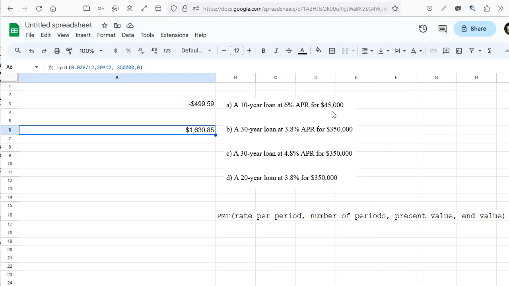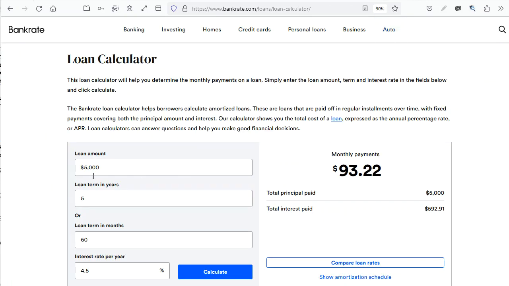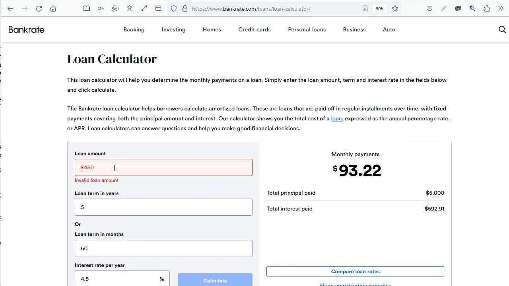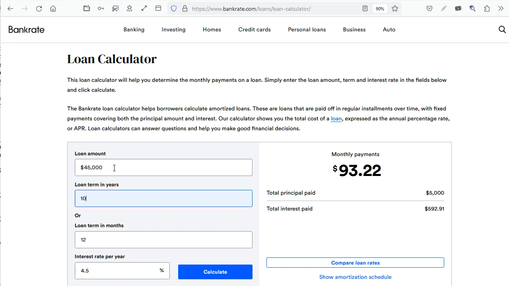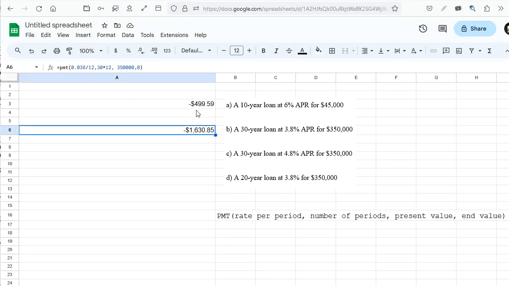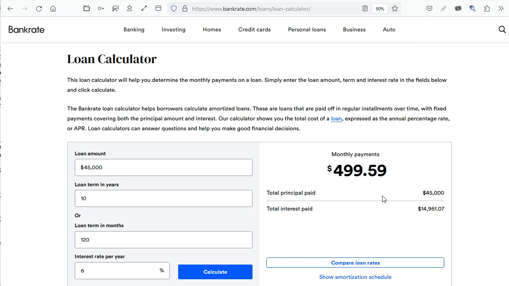But I'm going to hit loan calculator, and then let's do this first one. 10 years, 6%, 45,000. So 45,000, 10 years, and it'll change it to months, 6%, and then hit calculate: $499.59. Let's check it. Yep, $499.59. So that's pretty nice, right?